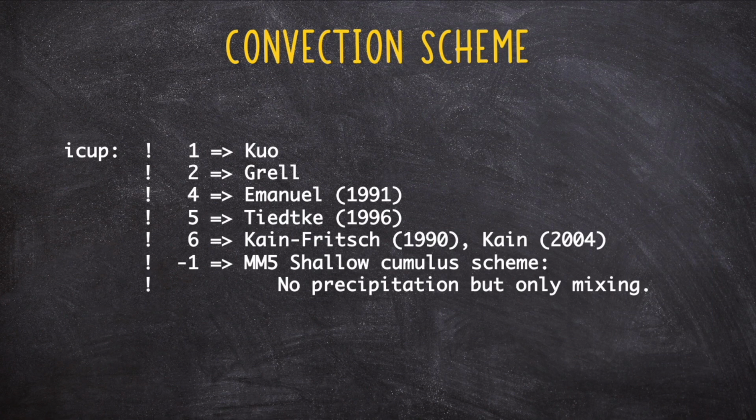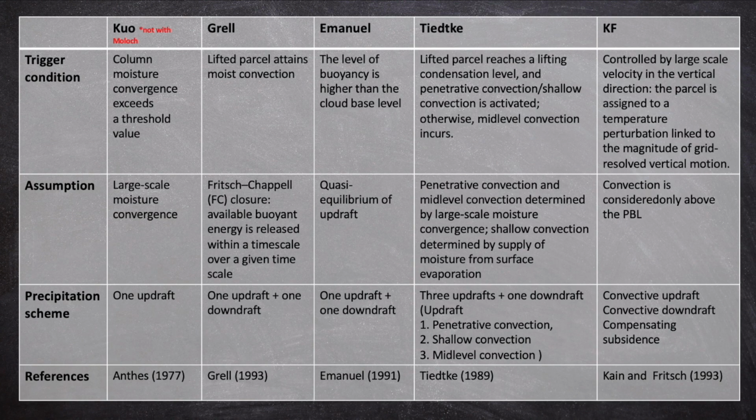In RegCM, we have 5 different schemes for the convection. The parameter you need to set in the namelist is ICAP. Here I outlined a table with the 5 different convection schemes in RegCM. Be aware that the QO scheme is not available for Moloch.